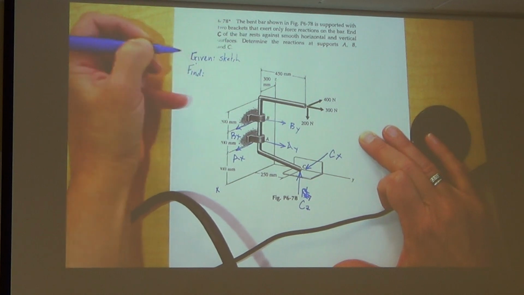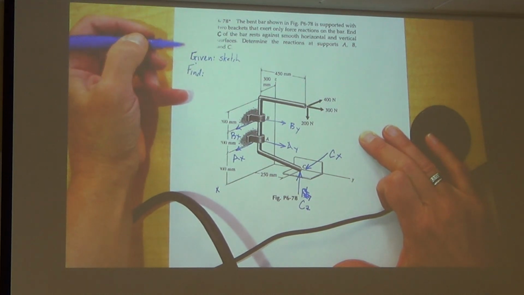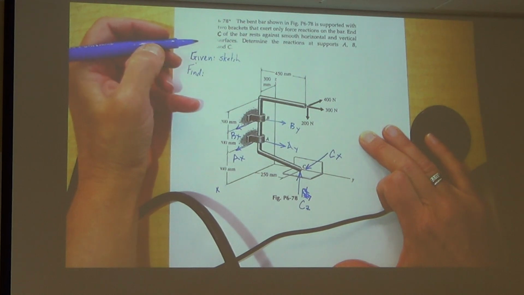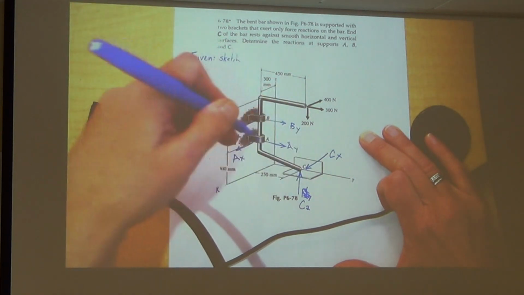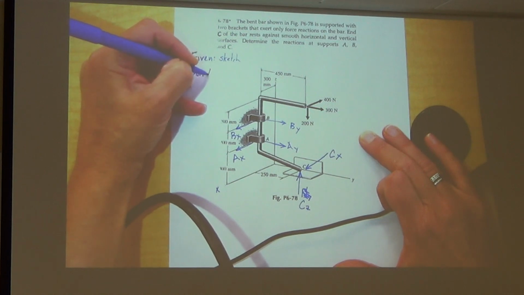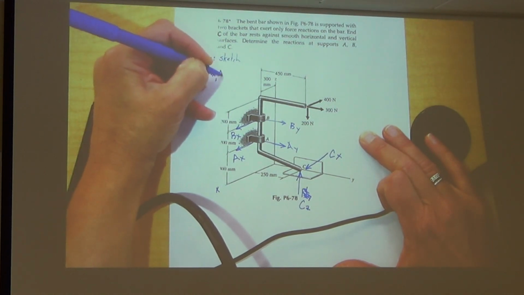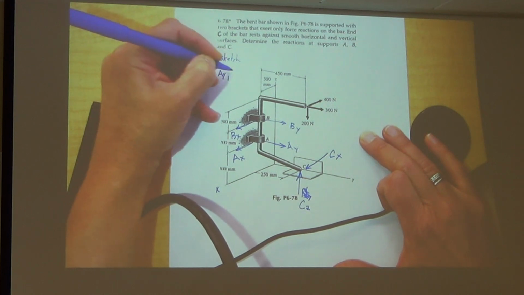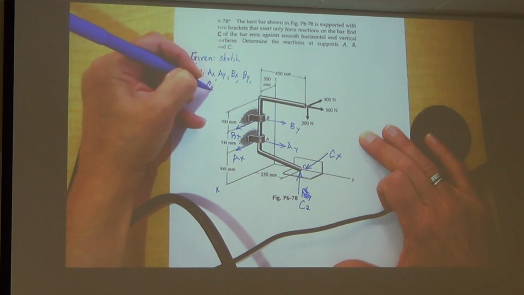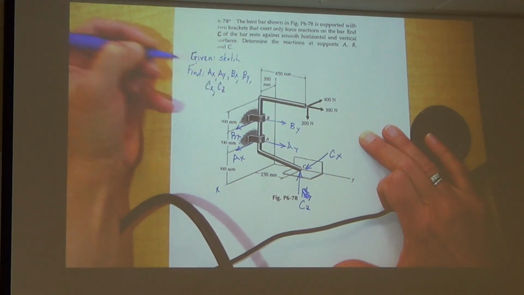JJ, do find for me. So what are we trying to find? The reactions of these forces. Right, reactions at A, B, and C. And since we drew them and used variables already, let's write the variables down. AX, AY, BX, BY, CX, and CZ. Great.